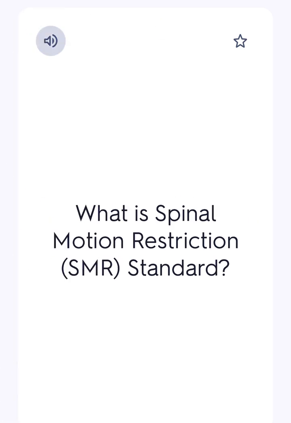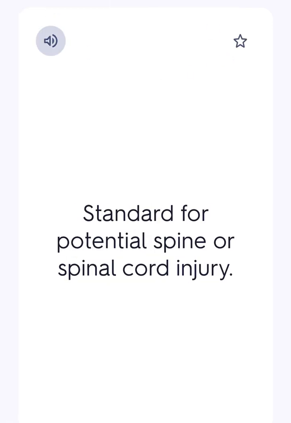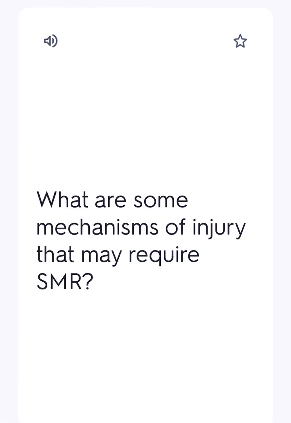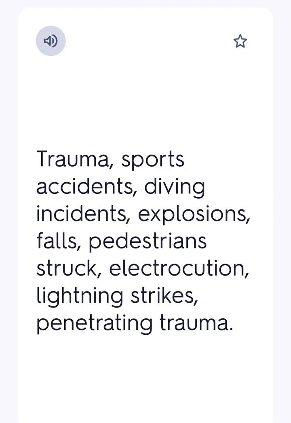What is spinal motion restriction standard? Standard for potential spine or spinal cord injury. What are some mechanisms of injury that may require SMR? Trauma, sports accidents, diving incidents, explosions, falls, pedestrian struck, electrocution, lightning strikes, penetrating trauma.